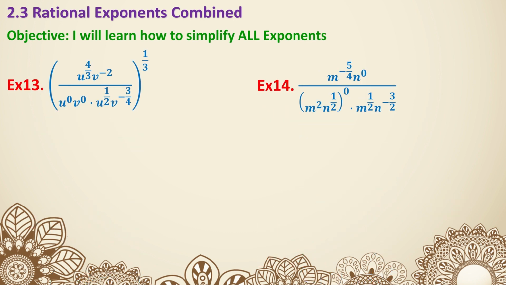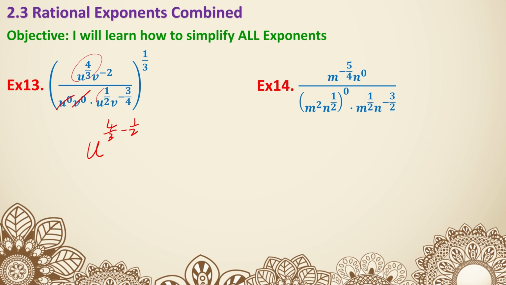Moving on, example 13. Same thing. I'm going to deal with the inside the parentheses first. The 0 powers, they are gone. As for the rest, we're going to see which number is bigger. So first, u to the 4/3 on the top, u to the 1/2 on the bottom. 4/3 is bigger, so it's going to stay on the top. 4/3 minus 1/2. Then we have v to the negative 2 on the top and negative 3/4 on the bottom.